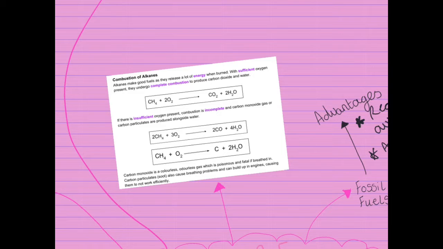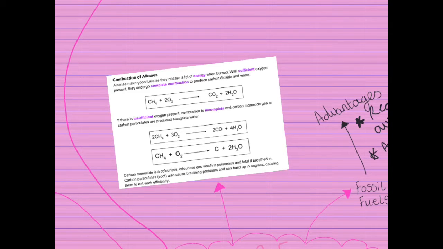Obviously carbon dioxide, thinking about our green chemistry, we then have to think about it in terms of greenhouse gases. If there's insufficient oxygen, it's called incomplete combustion. That produces carbon monoxide and still water, and sometimes it can go all the way to just carbon, which we call soot. Carbon monoxide is a colourless, odourless gas, which is poisonous and fatal if breathed in. Carbon particle soot can also cause breathing problems as they build up.